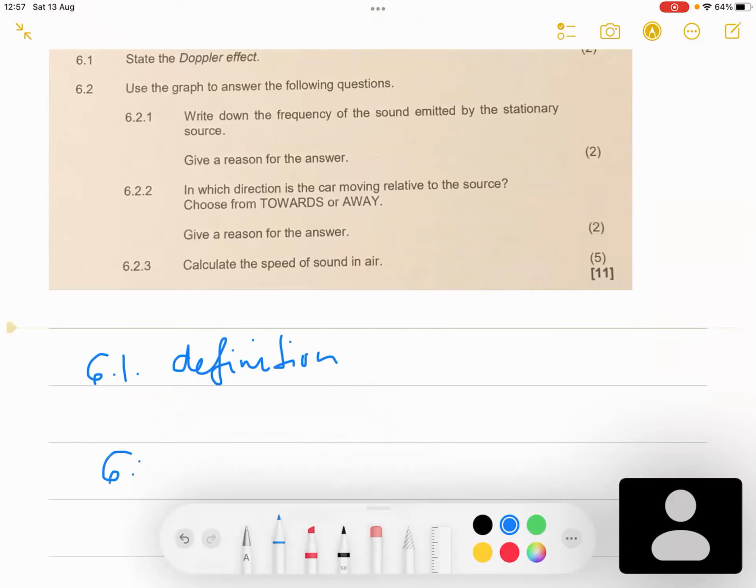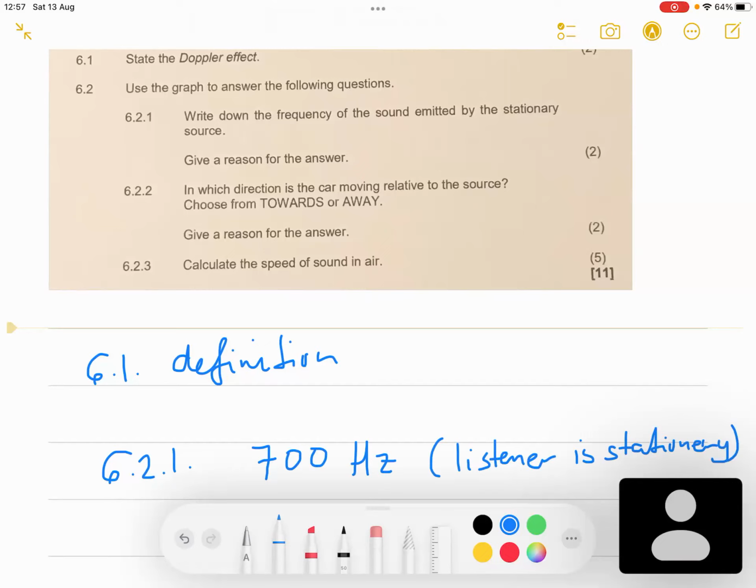So 6.2.1, the frequency of the sound emitted by the stationary source is 700 hertz, because this is where the listener is stationary, okay? The source is also stationary, but the listener is stationary. Stationary. Okay, the next question is, so for 2 marks, we had to say 700 hertz.